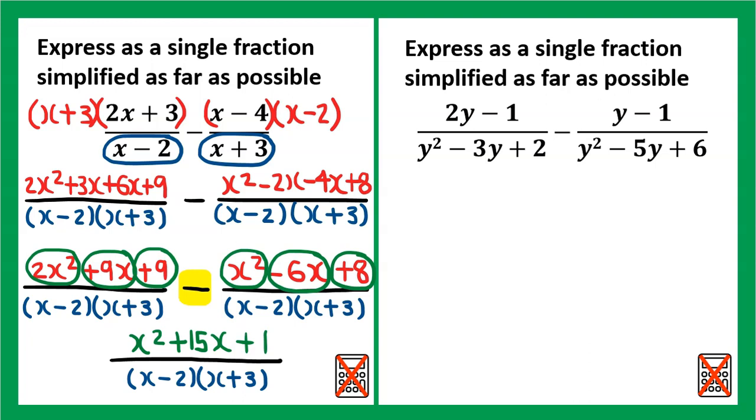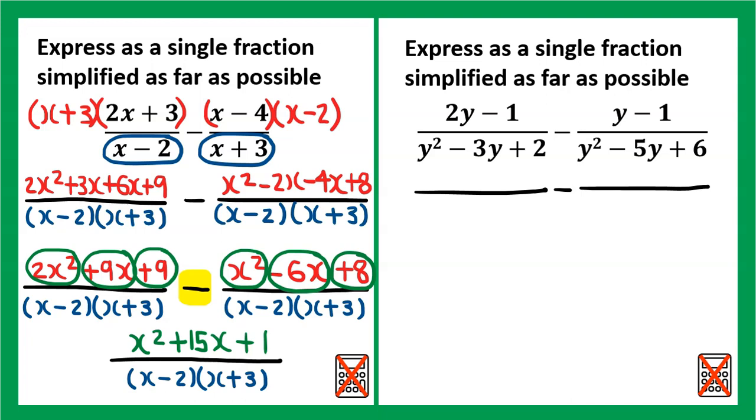Lastly, for the question on the right, we wouldn't multiply these two denominators together, as we'll end up with a quartic, where we have y squared times y squared, which would produce a y to the power of 4 term. This would be quite time consuming and is not needed. What they're looking for you to do with these questions is to start by factorizing the denominators, and then we should identify a common factor between the two.